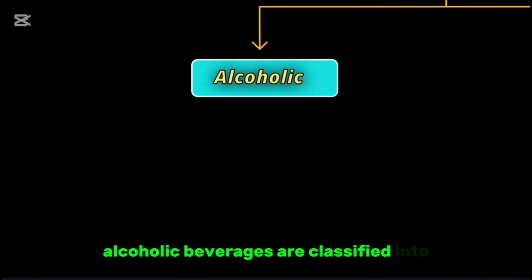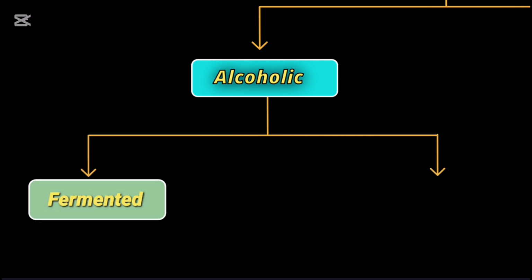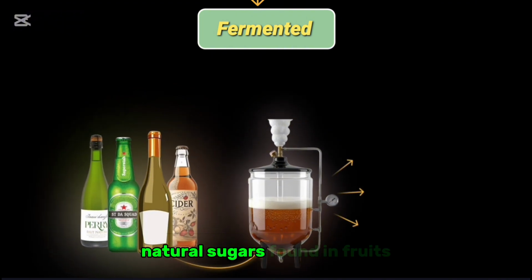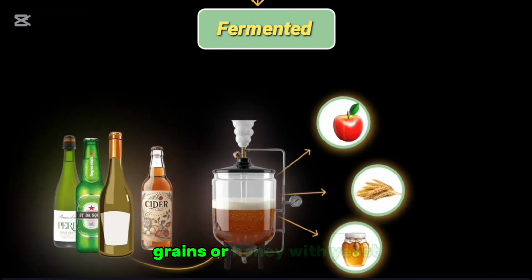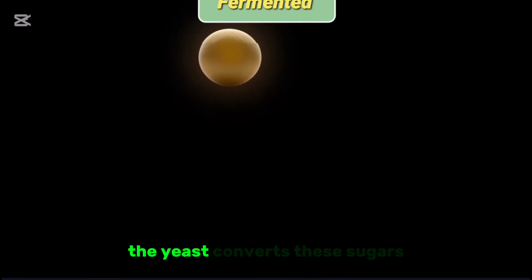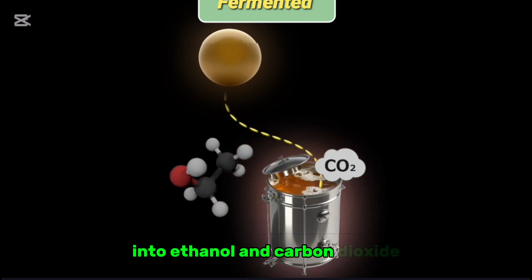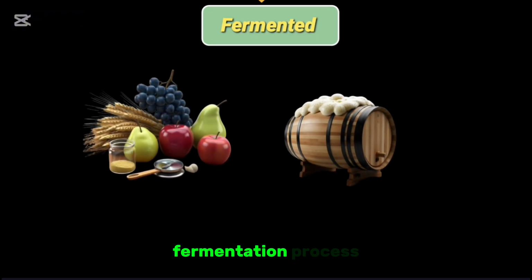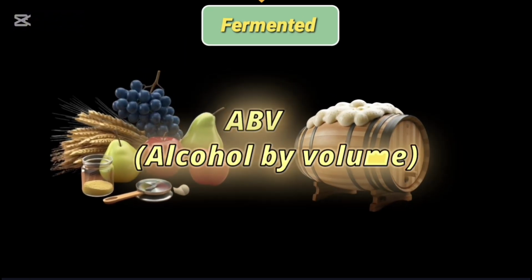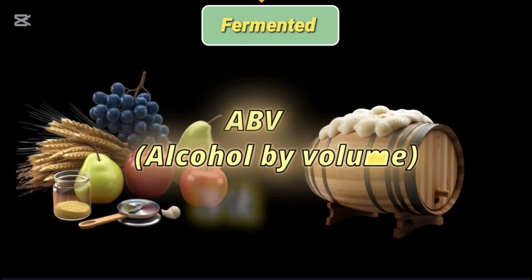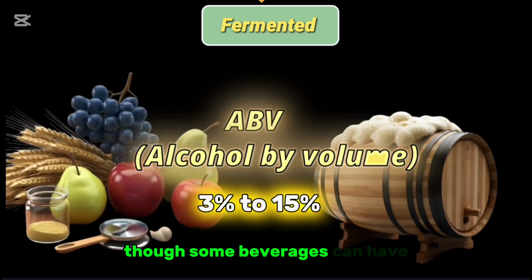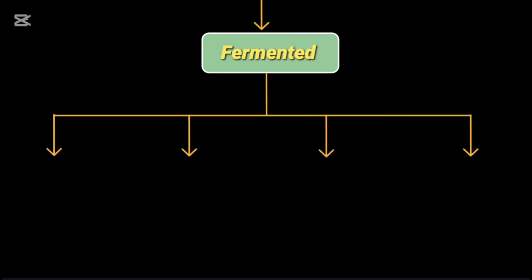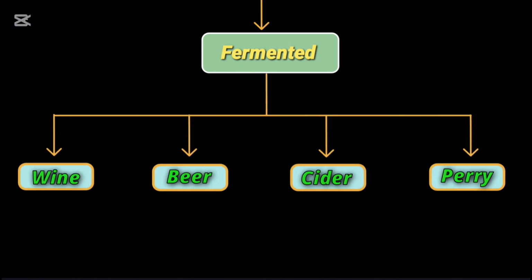Alcoholic beverages are classified into two types: fermented and distilled. Fermented alcoholic beverages are made by fermenting natural sugars found in fruits, grains, or honey with yeast. The yeast converts these sugars into ethanol and carbon dioxide. Depending on the ingredients and fermentation process, the ABV typically ranges from 3% to 15%, though some beverages can have higher alcohol content. Examples of fermented alcoholic beverages: wine, beer, cider, and perry.